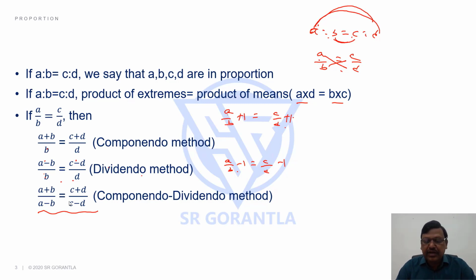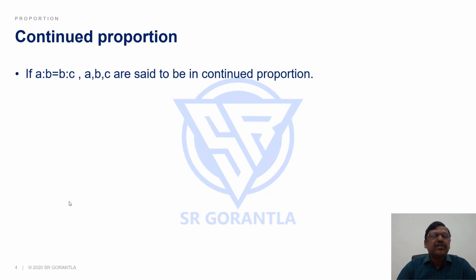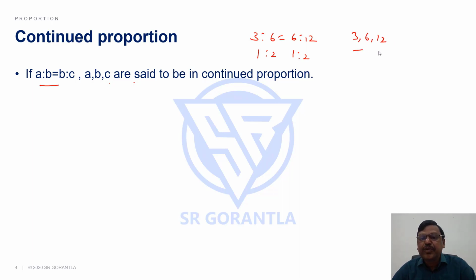Right? Okay. Now then, what is continued proportion? If A is to B equals B is to C, A, B, C are said to be in continued proportion. For example, 3 is to 6 equals 6 is to 12, because this is 1 is to 2, this is also 1 is to 2. So then we say that 3, 6, 12 are in continued proportion.